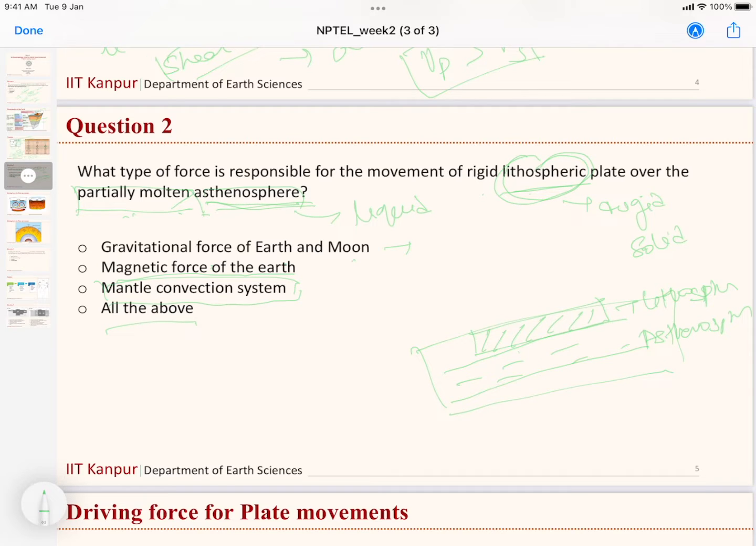Now we are left with two options. Before rejecting or accepting this third option, we first need to understand what this mantle convection system is, because we are all aware of gravitational force and magnetic force, but the mantle convection system is related to a completely science part. So let's understand what this system is.